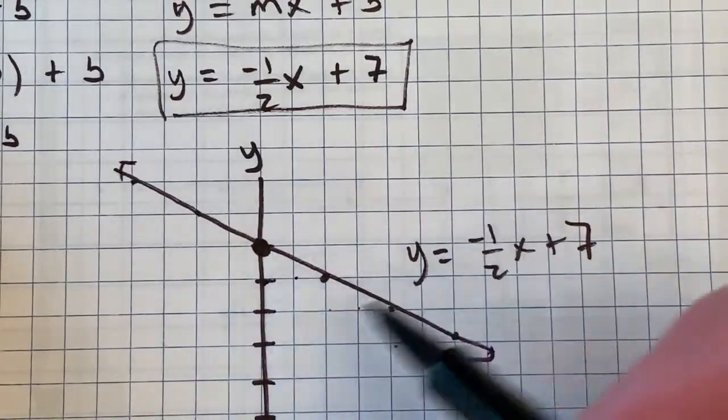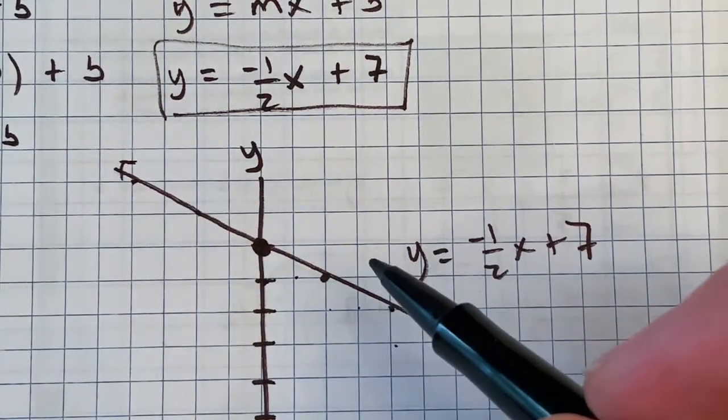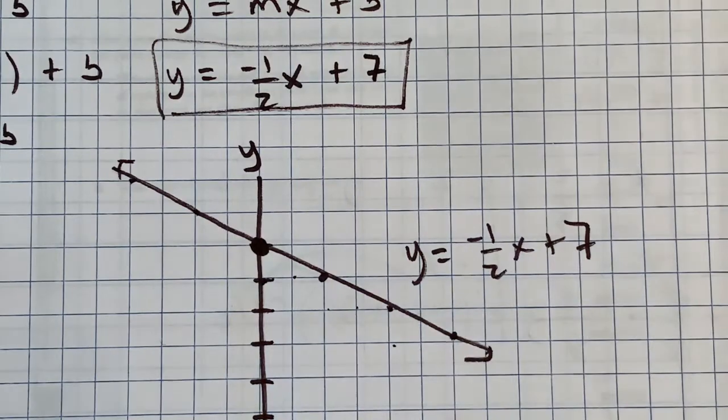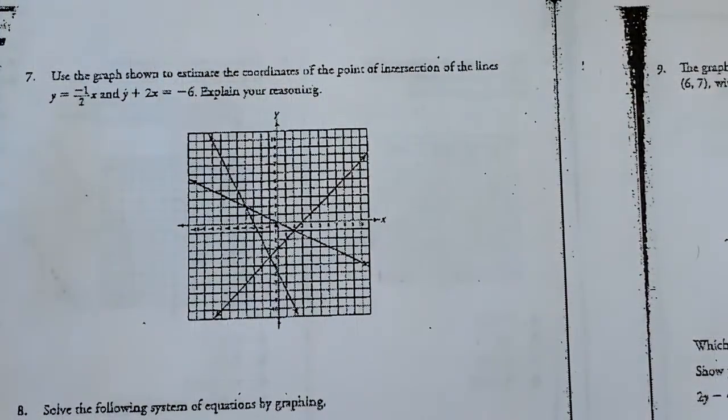So you're going to do this whole process for the second line, and then you're going to see what point both of these lines meet at, and that's going to be the answer to the second question. Page 1, number 7. Use the graph shown to estimate the coordinates of the point of intersection of the lines y equals -1/2x and y plus 2x equals -6.